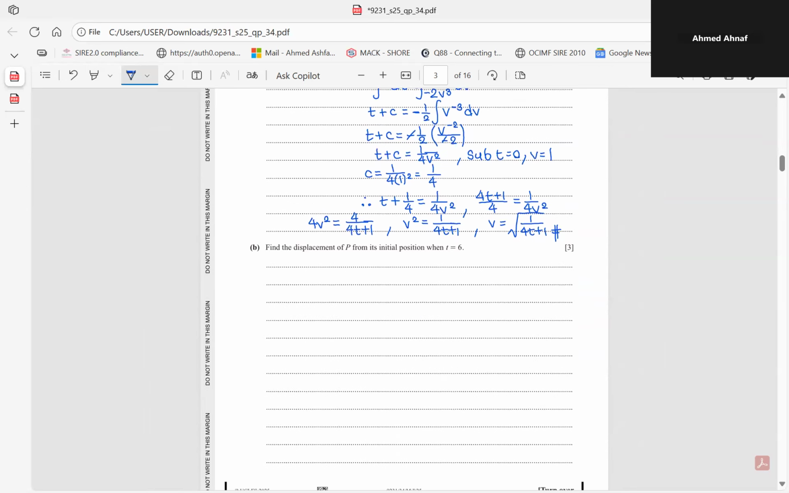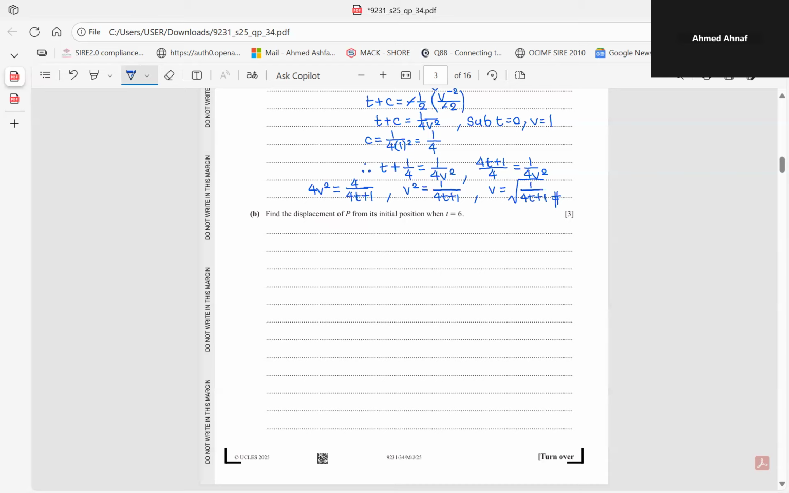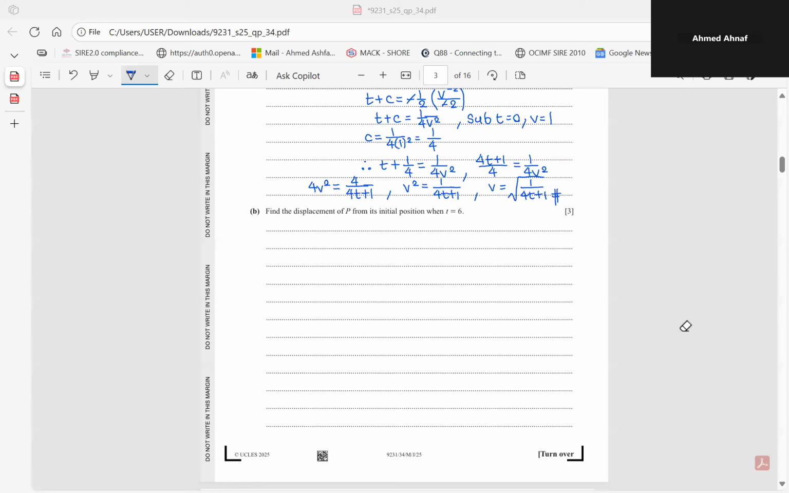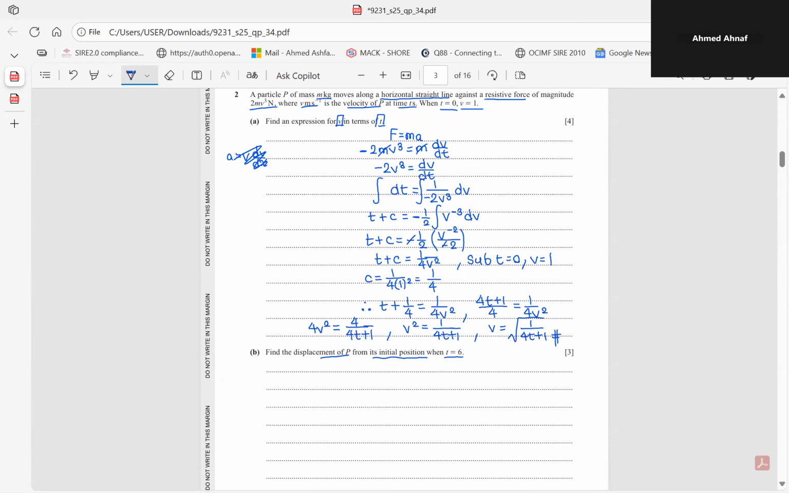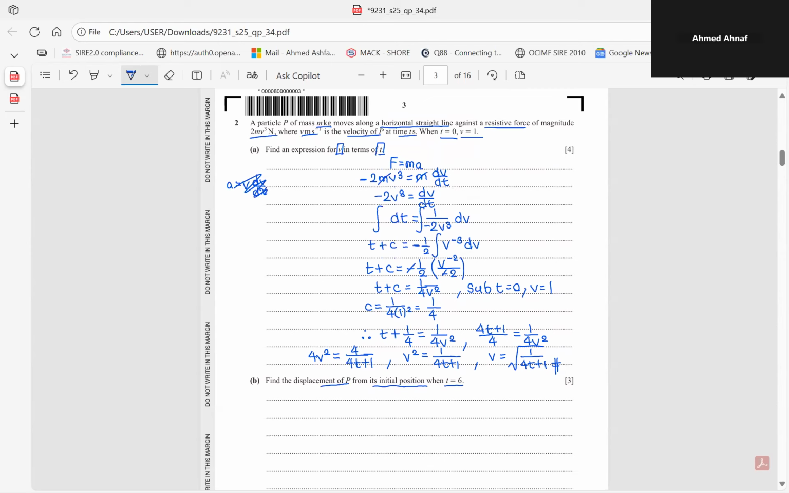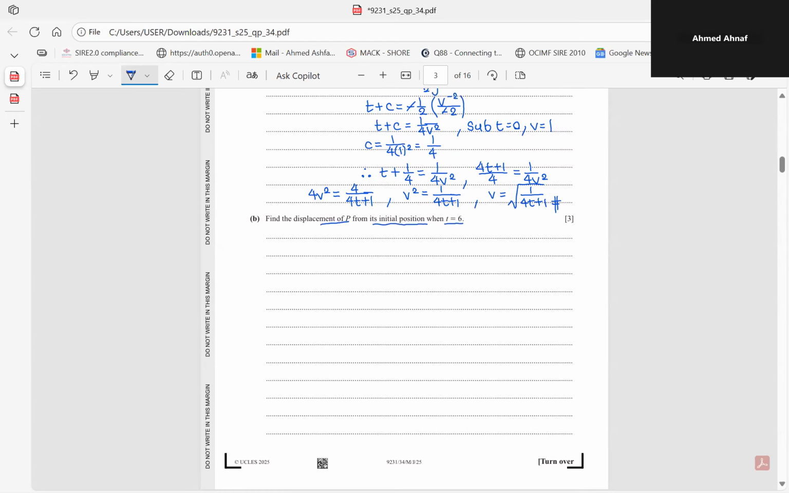Let's head on to the next question. Okay, so for this second part, we want to find the displacement of P from its initial position when t equals 6. So the keyword here is from its initial position. The displacement of P at its initial position is obviously 0, and P is at its initial position when t equals 0. So these are the initial conditions that we have to take note of.